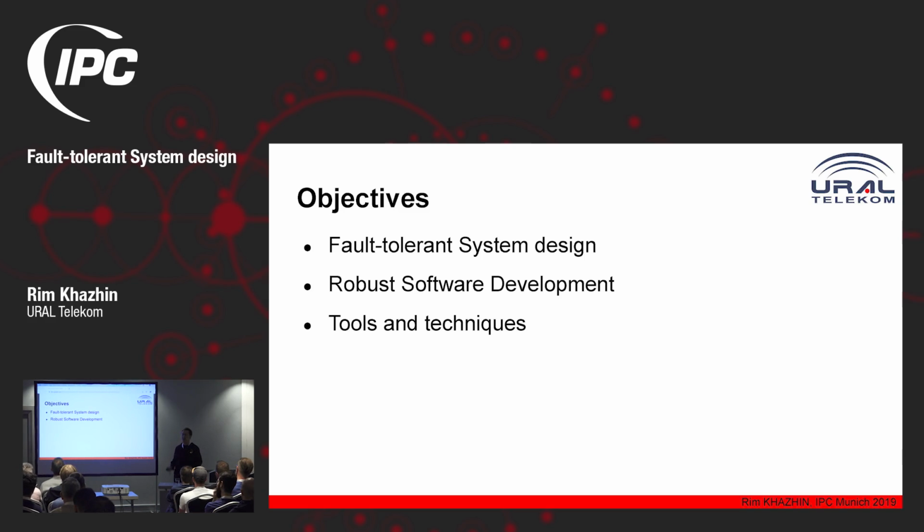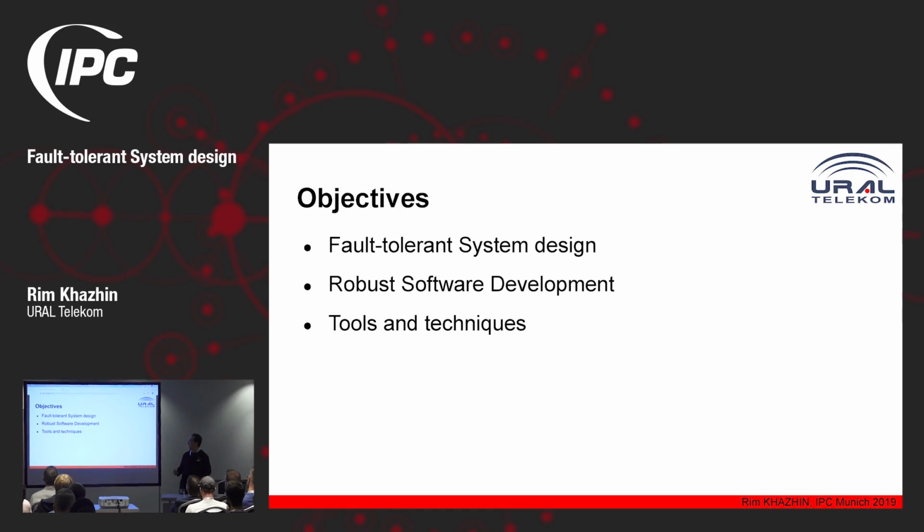The difference is robust software should detect the error and display some notification. But fault tolerant should not only detect, but should continue working somehow. That's the most difficult part. And I will also present some tools and techniques for how to achieve that 99% reliability.